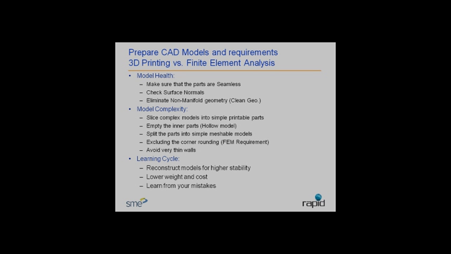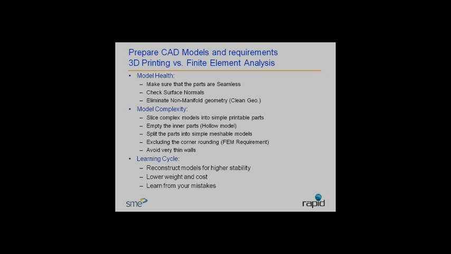Next step is reducing the model complexity. In 3D printing, the model can be split into several parts. Each part can be hollow, or the parts can be split, printed separately, and later glued together. But in the finite element analysis, the extra corner rounding should be excluded to save computer time and, of course, computer memory. And of course, the topic of avoiding thin walls is the same in 3D printing and finite element simulation. Very thin walls should be avoided.